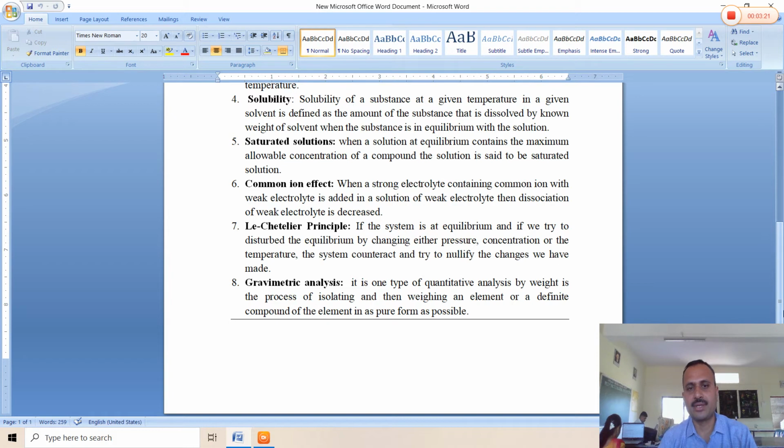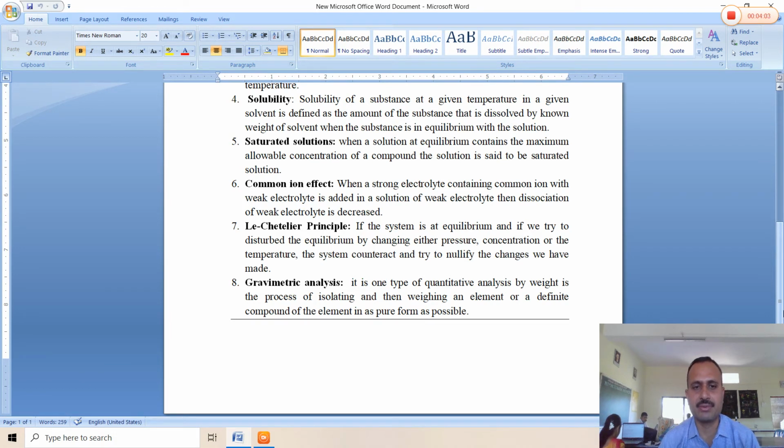Now the next one is common ion effect. As we have already seen in the complex ion definition, the complex ion concept is the reverse of the common ion effect. When a strong electrolyte containing a common ion with a weak electrolyte is added to a solution of the weak electrolyte, the dissociation of the weak electrolyte is decreased or suppressed. So here, the strong electrolyte and weak electrolyte contain a common ion, and due to the effect of the common ion, the dissociation of the weak electrolyte is suppressed because of the addition of the strong electrolyte. This concept is nothing but the common ion effect.